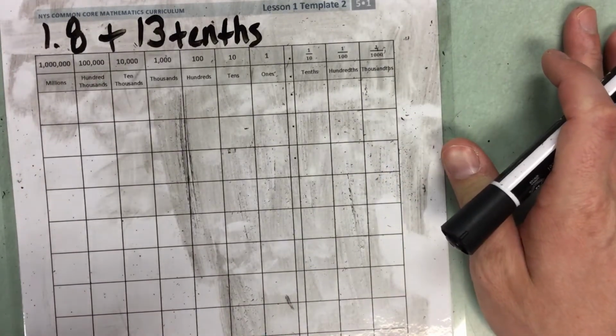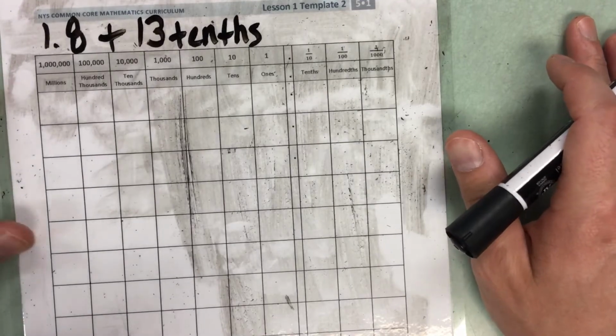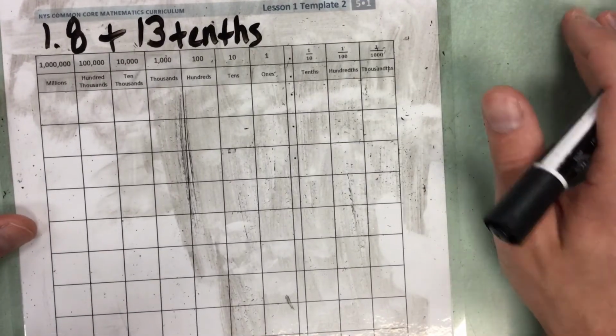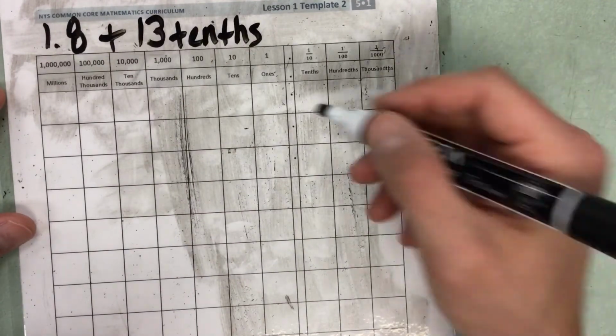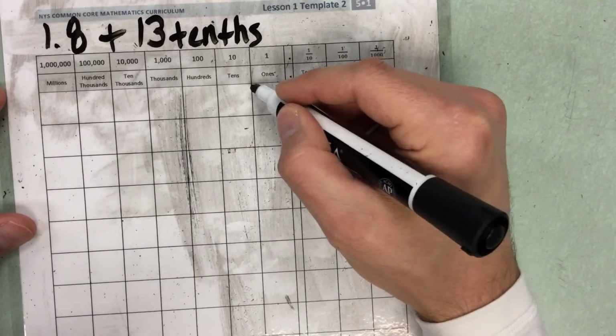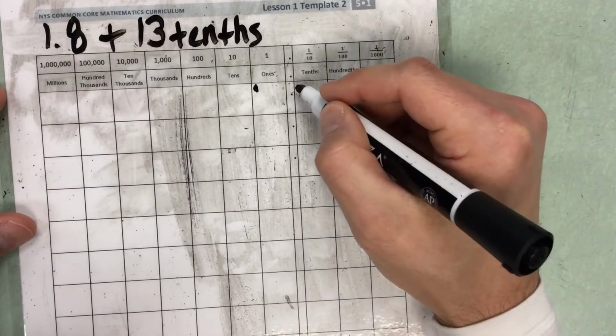But let's start first with our 1 8/10. So pause this video and place 1 8/10 in the first row of your place value chart. So 1 8/10, that would be 1 one and then 8/10.